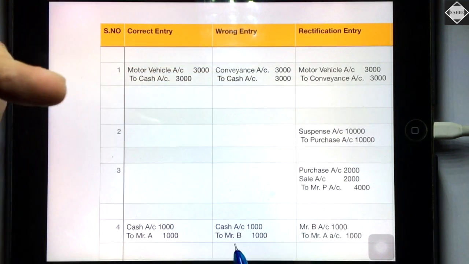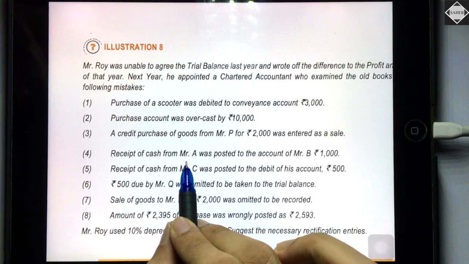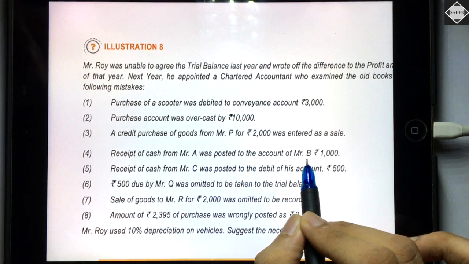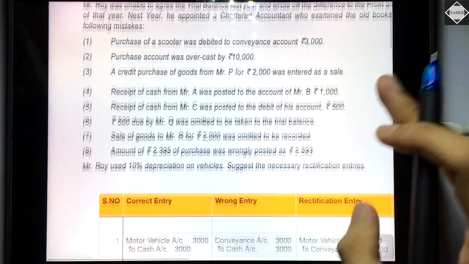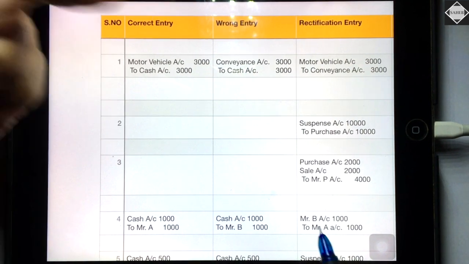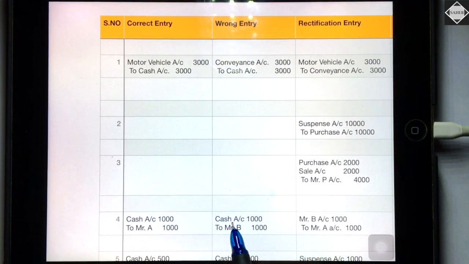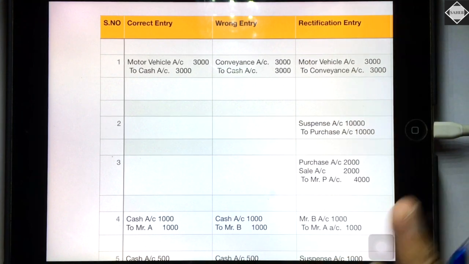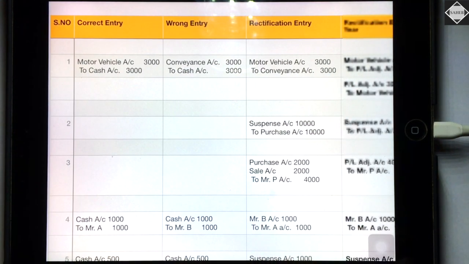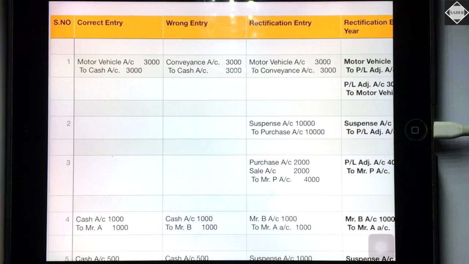What is wrong? Mr. B is wrong, isn't it? The correct part was a receipt of cash from Mr. A, which was posted to Mr. B. So Mr. B is entirely wrong now. Just reverse his account. In the wrong entry, he was credited. To reverse, you have to make an equal opposite, equal debit. So Mr. B debit. And whatever has gone right, do not touch that. You will not touch the cash account. Cash account is completely right. Just leave it. So Mr. B to Mr. A. Now, this is the rectification entry in the current year.